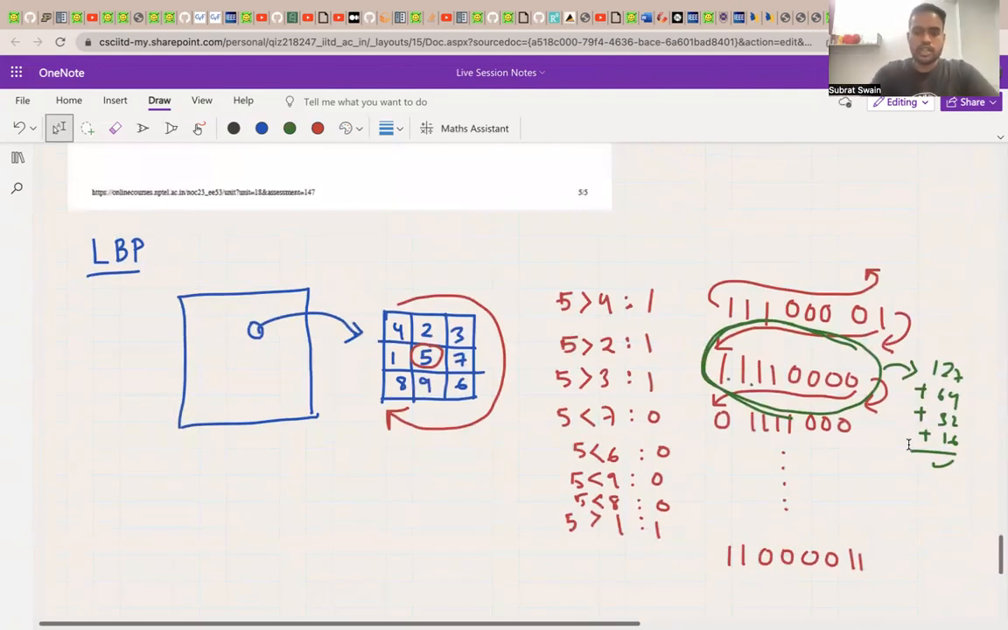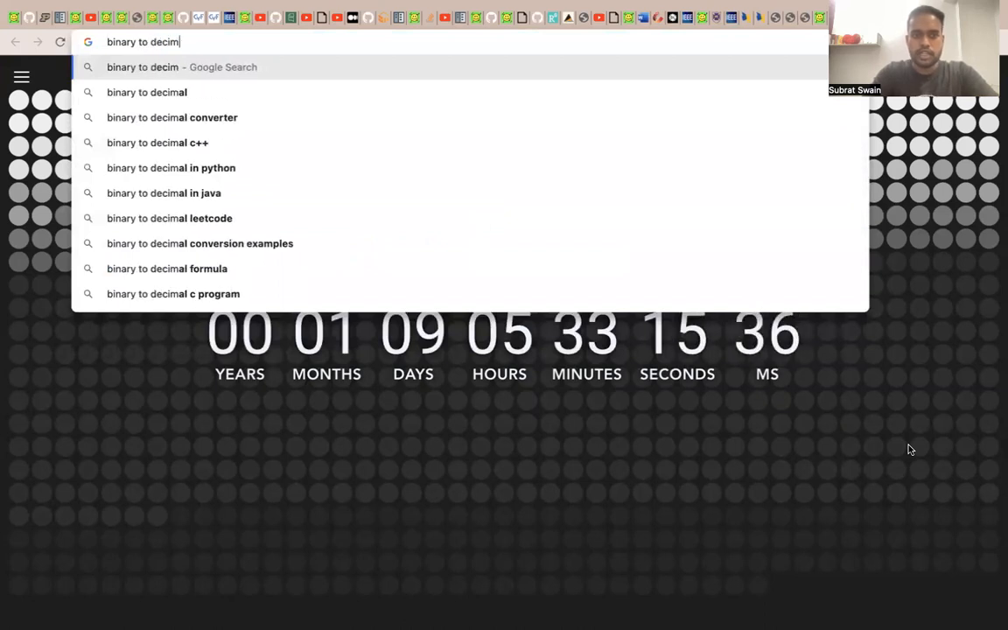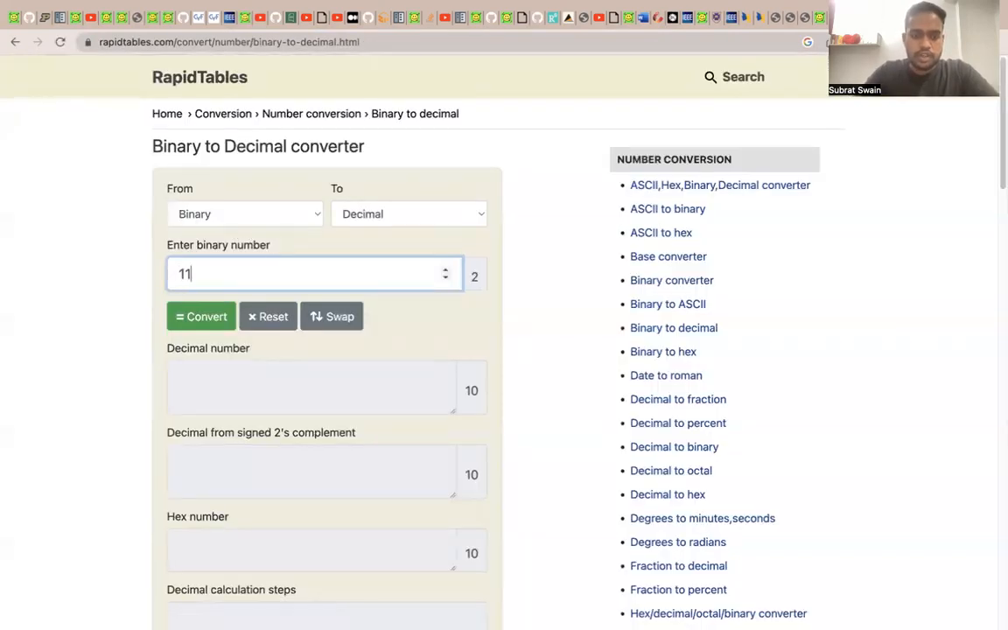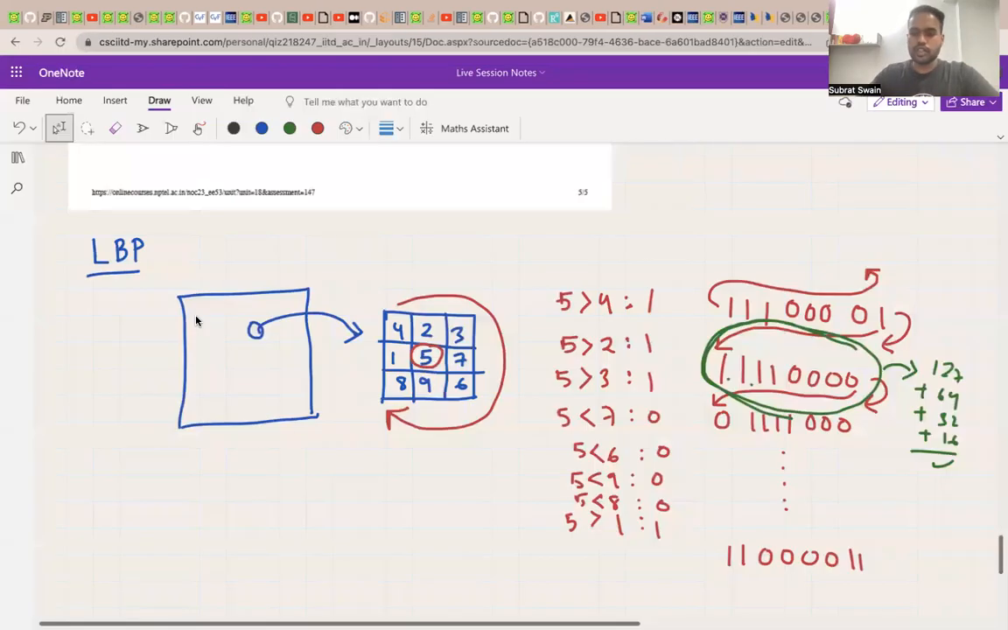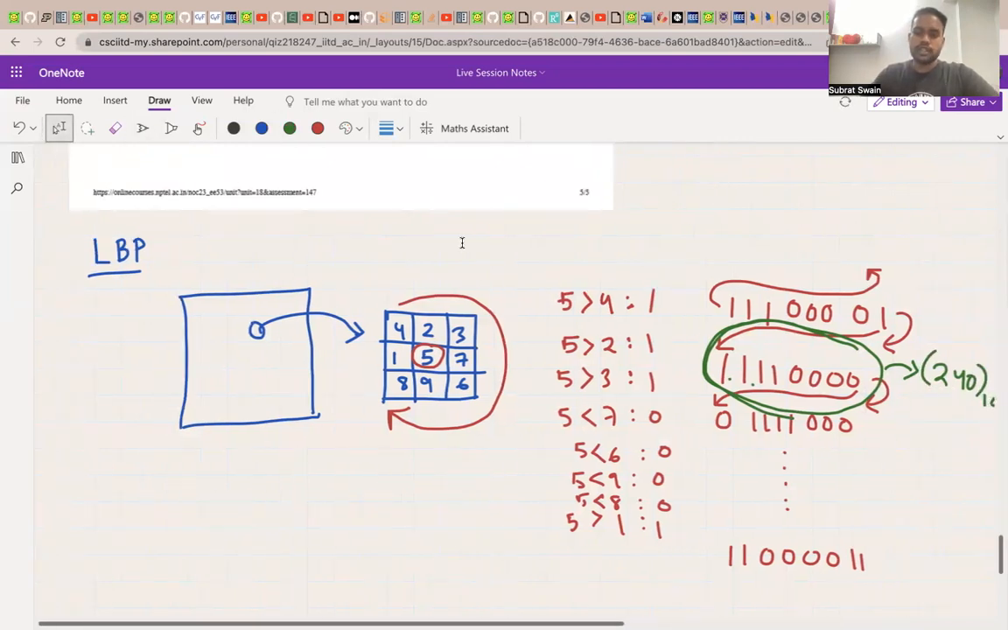So let's go by binary to decimal. 1, 1, 1, 1, 0, 0, 0, 0 converted is 240. So if you convert this binary number to a decimal number, it will be 240. This is the way we calculate the local binary pattern of a pixel in an image.